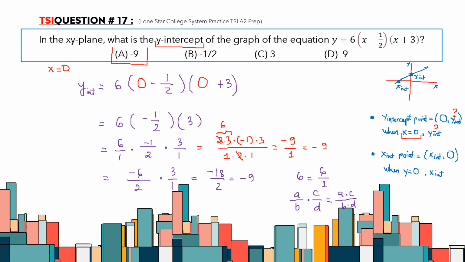So the answer to this question is A. The y-intercept is negative 9. Just one more note on why we have the 0 there: remember we said x equals 0, so whenever you see x, you write down 0. That's why we have 0 here.